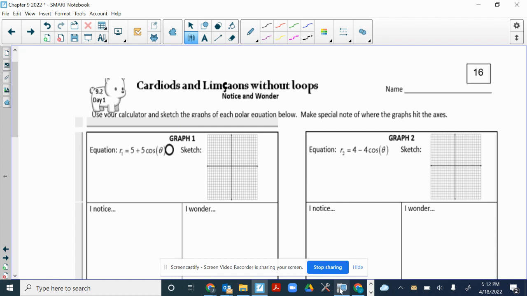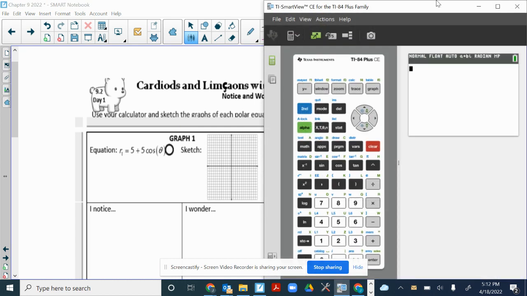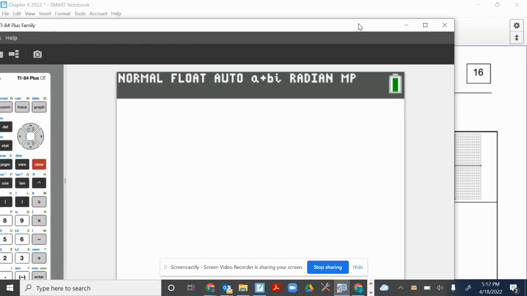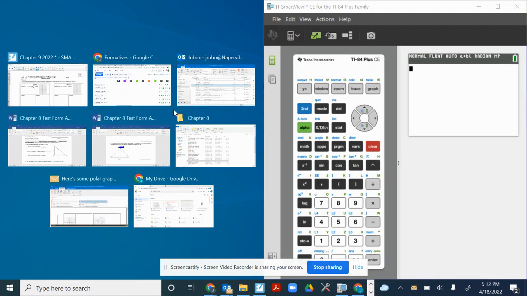So that is what I'm going to start with, our calculator. A couple things for putting polar equations in the calculator.